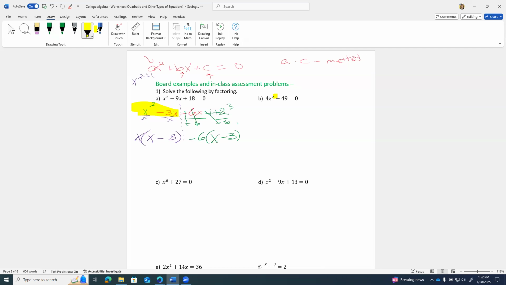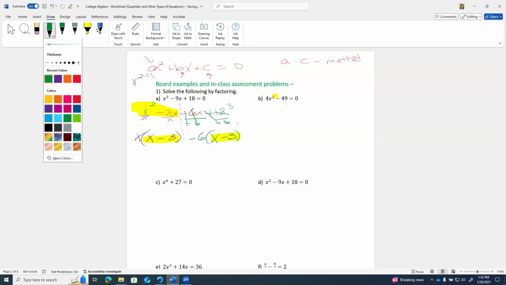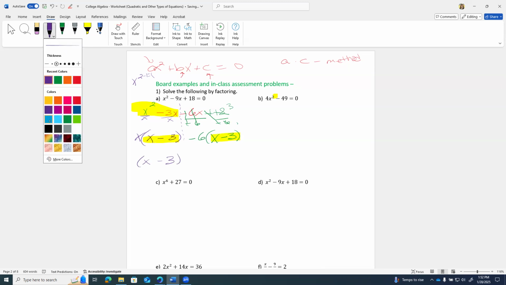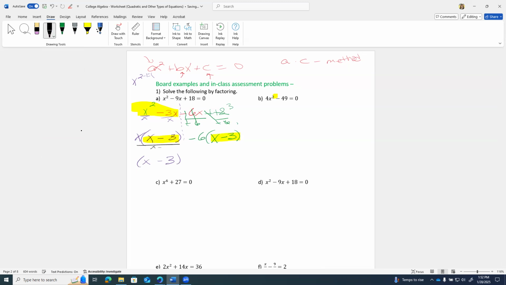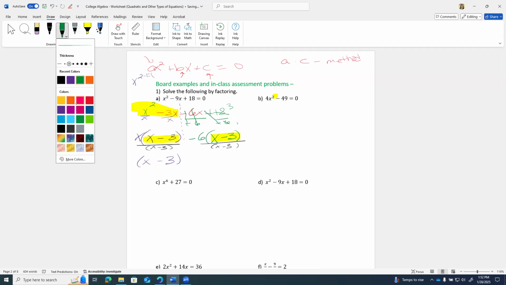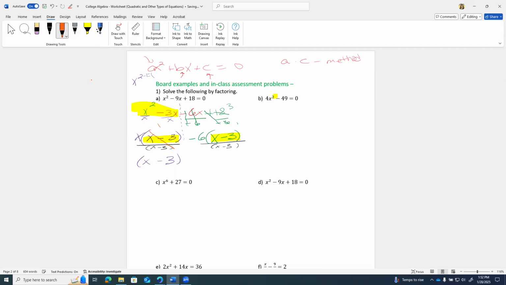Now, I notice I have this parenthesis that's identical to this parenthesis, so I can factor it out of both of those terms. When I do that, that's the same as saying I'm going to divide this term by x minus 3 and this one by x minus 3. And when I do that, they go into themselves one time. 1 times x, and then 1 times -6. Now I have factored, and this is my final answer on factoring.